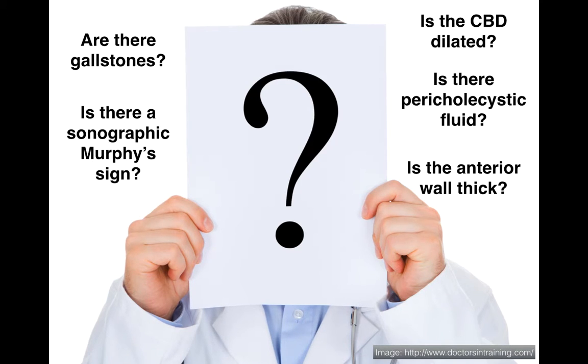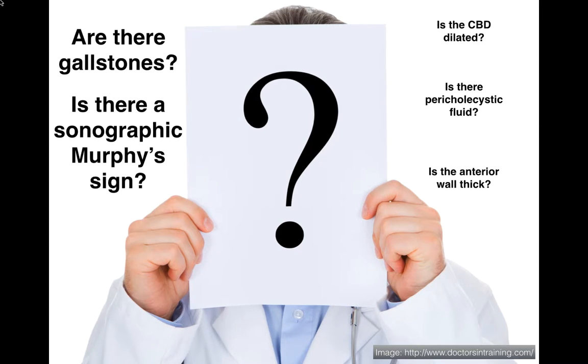So when performing this ultrasound, you want to remember the questions that you're going to ask. Mainly, are there gallstones, and is there a sonographic Murphy sign? Things we also look for and questions we also ask include, is the common bile duct dilated? Is there pericholecystic fluid? And is the interior gallbladder wall thickened? However, the two questions that are on the left-hand side of the screen are really the main ones that we in the ED can ask and are better at assessing.